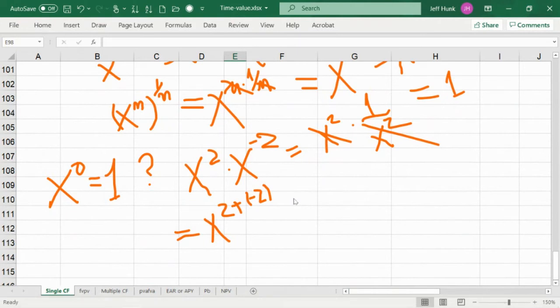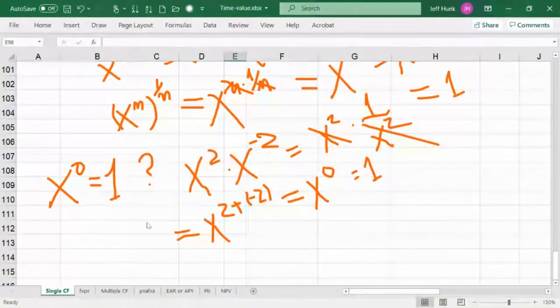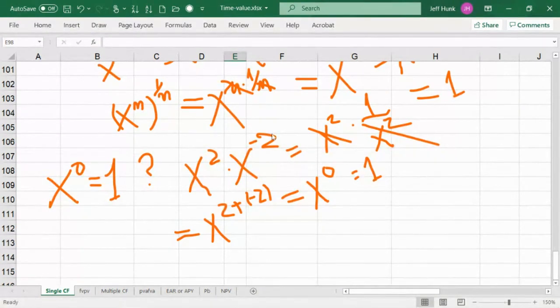Then what is that? x to the 0, right? So that's why it is 1. Does everyone understand that? Yes. All right, thank you. That's why.